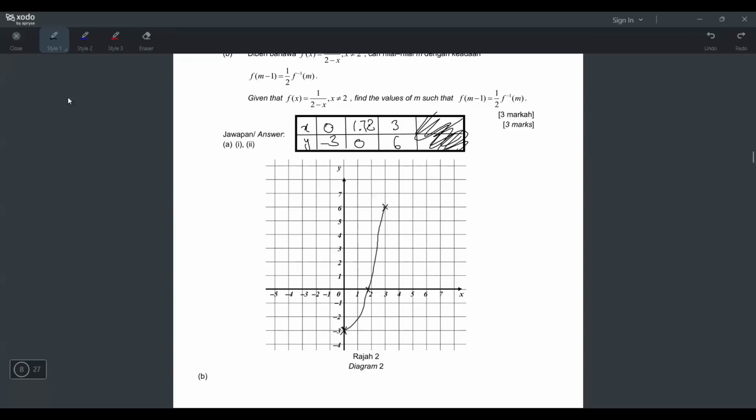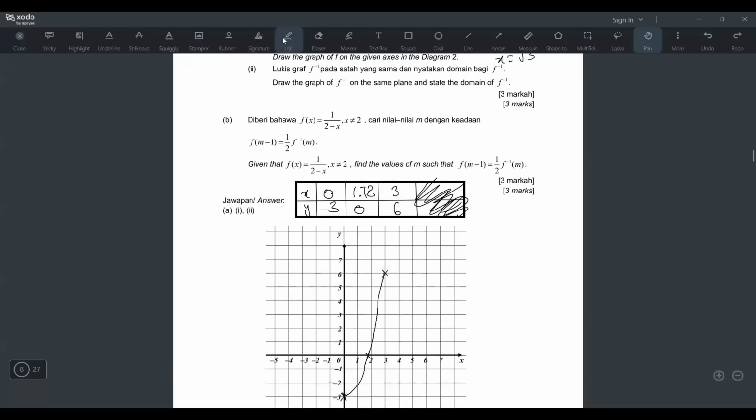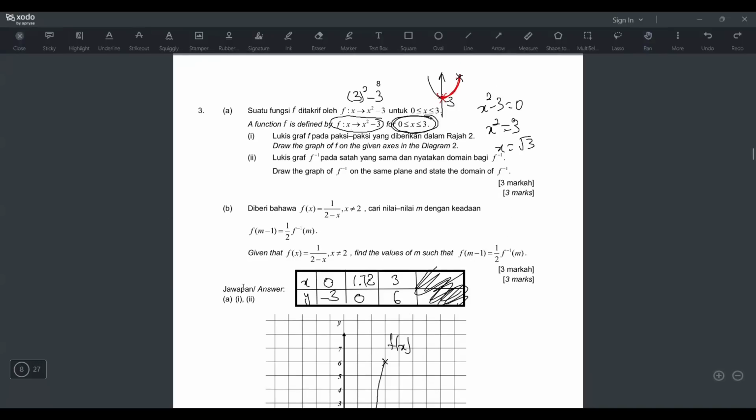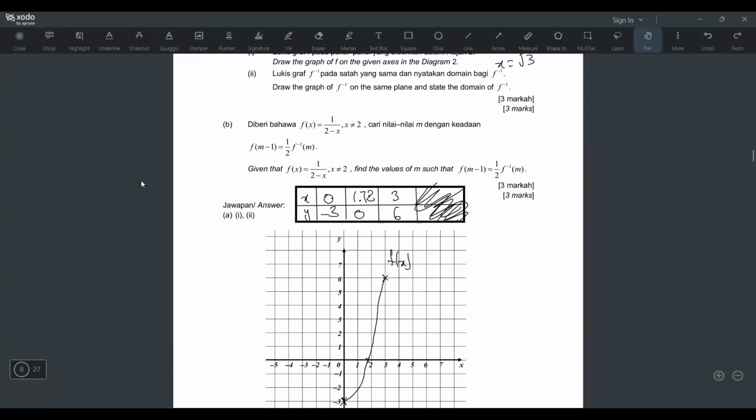Okay, so it's done. Now let's label it. So this one is f(x), right? Okay, what else do they want? Draw the graph. Okay, done. All right, now let's do question number 2.